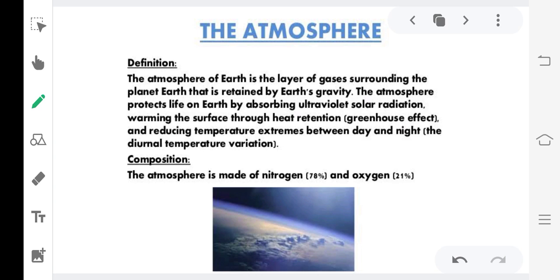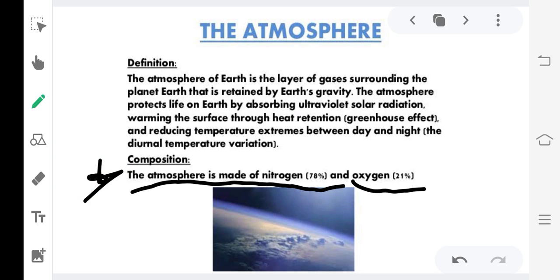The composition: the atmosphere is made of nitrogen 78% and oxygen 21%. This is very important. Note this.